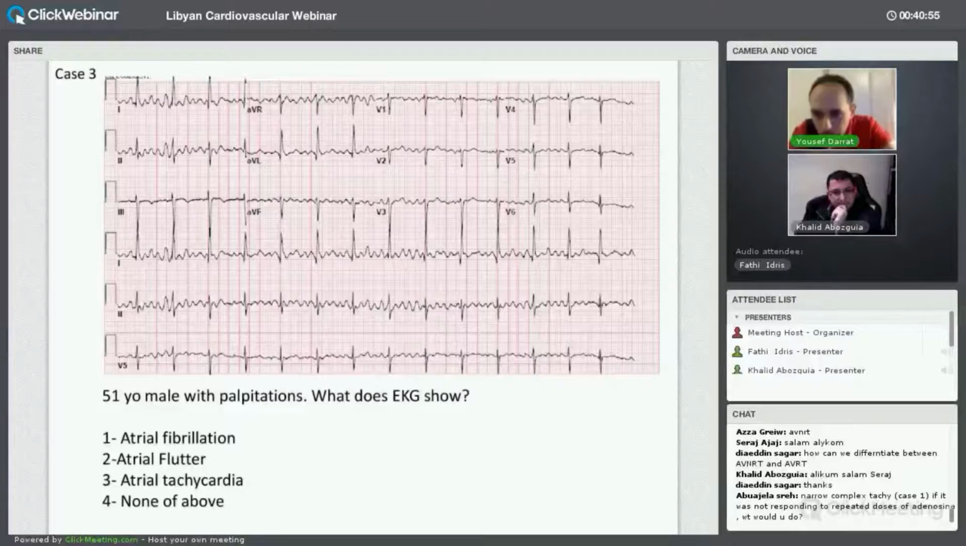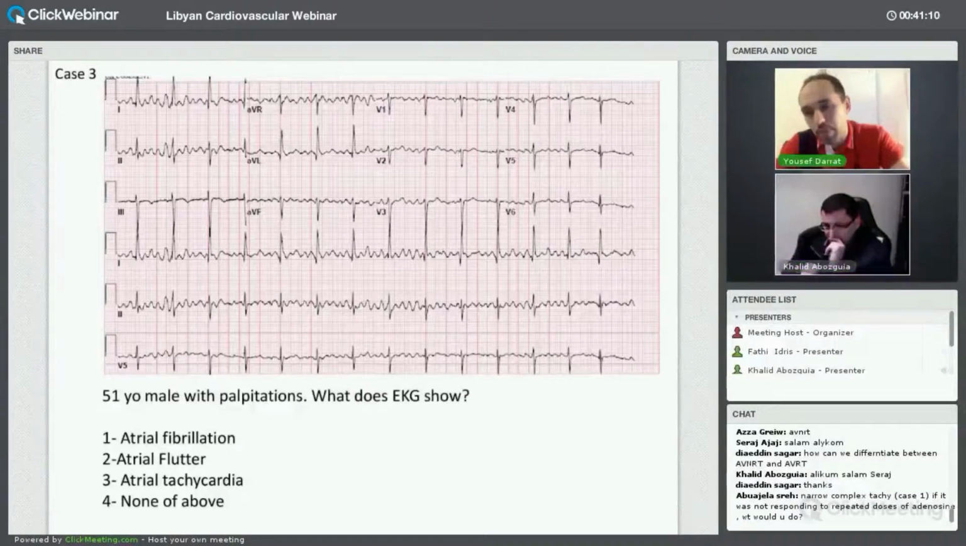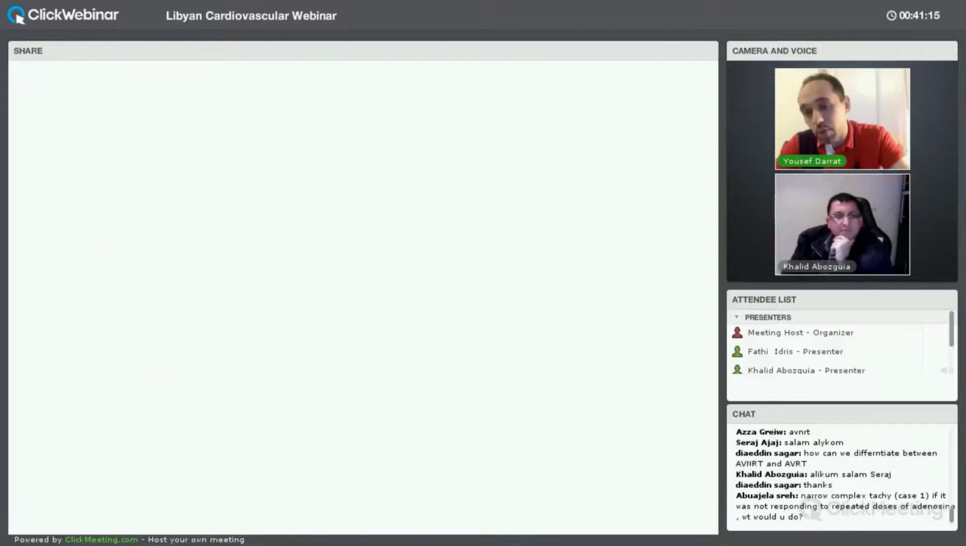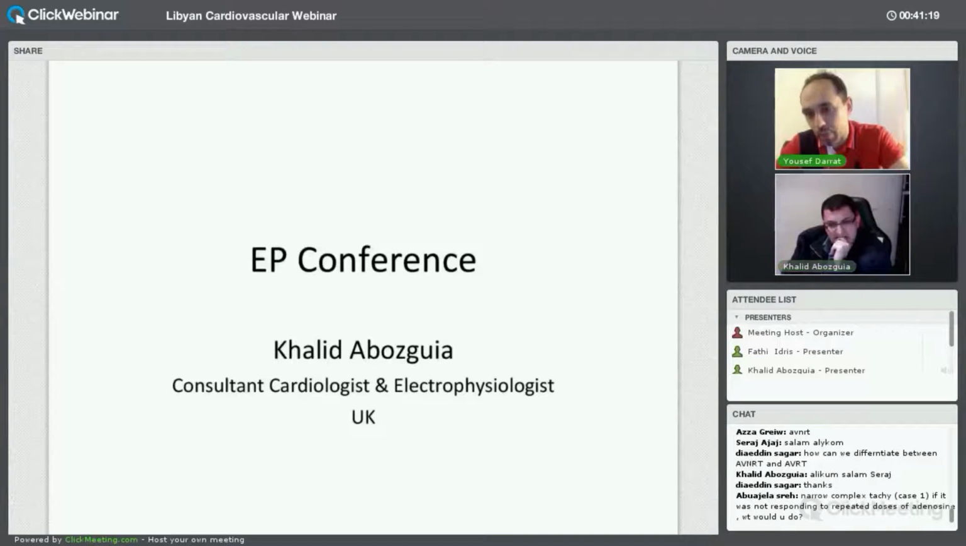There's a question from Bajila, roughly: narrow complex tachycardia case 1, if it was not responding to repeated doses of adenosine, what would you do? I mean, adenosine does the trick. It might not be an AV nodal dependent arrhythmia. It could be something else, but it should block the AV node. Like I said, it has a diagnostic purpose and a therapeutic one. Therapeutic, if it's AV nodal dependent, it breaks the circuit and the arrhythmia terminates. So we can call it an AV nodal dependent arrhythmia.